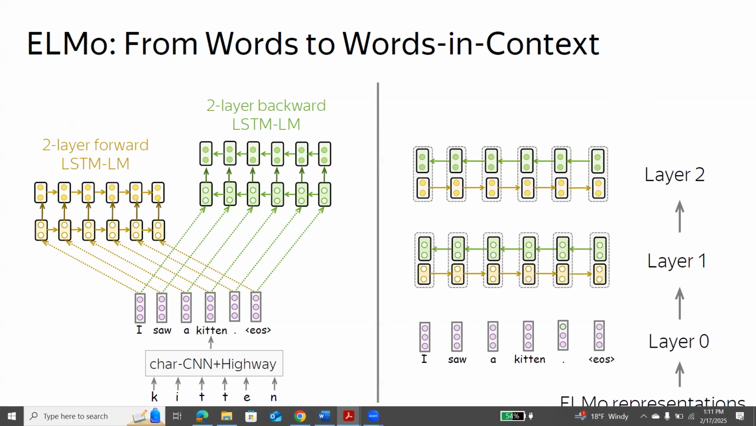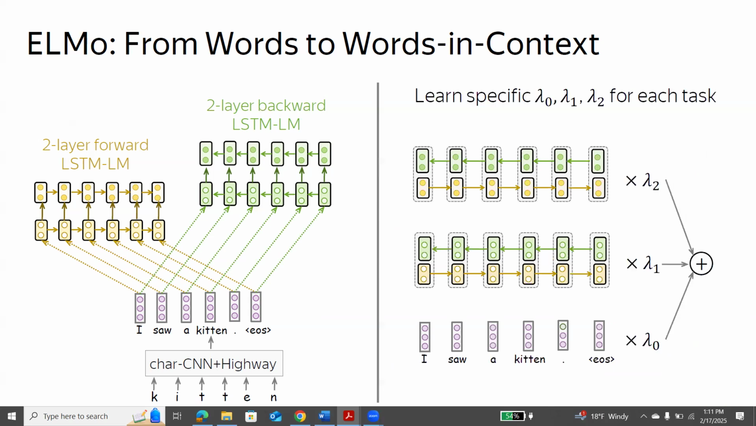So then we can use one more layer with this LSTM. And finally, they took the weighted sum of input embeddings, like general embeddings without information about the context, and embeddings from the first layer and from the second.